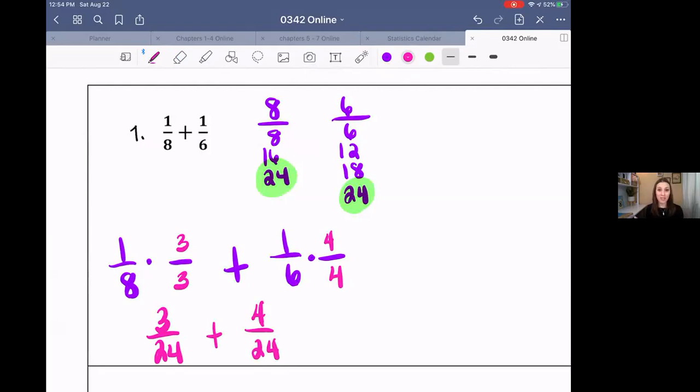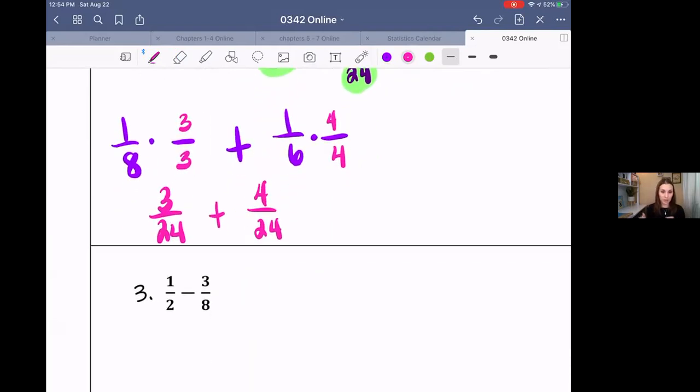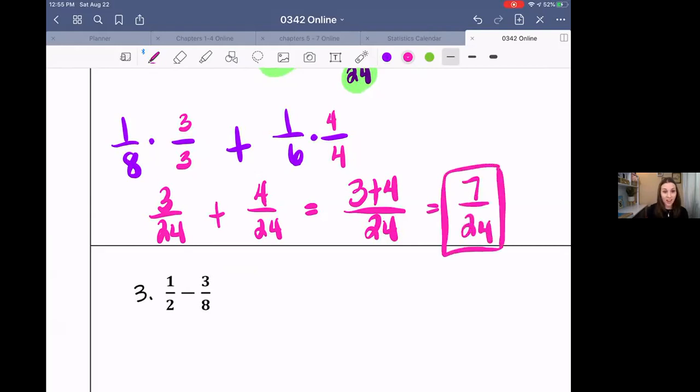And now I have a common denominator. Whoops, you can't see it. There you go. Now I have a common denominator, which means that I can add the numerators. We get 7/24. Pretty cool, right?